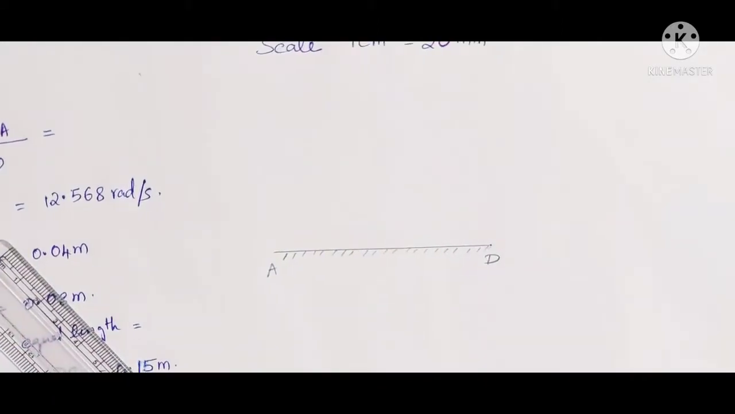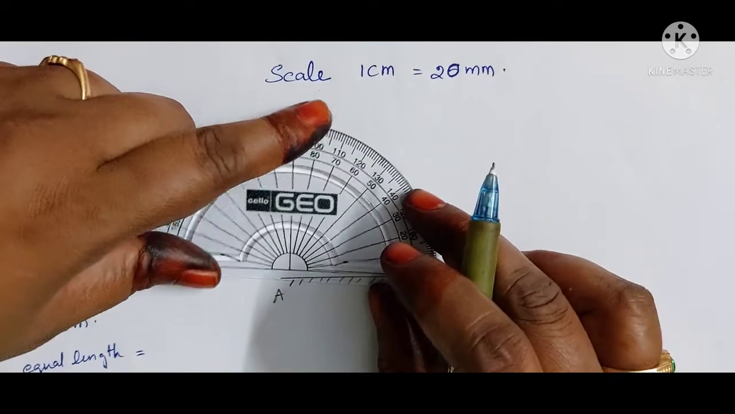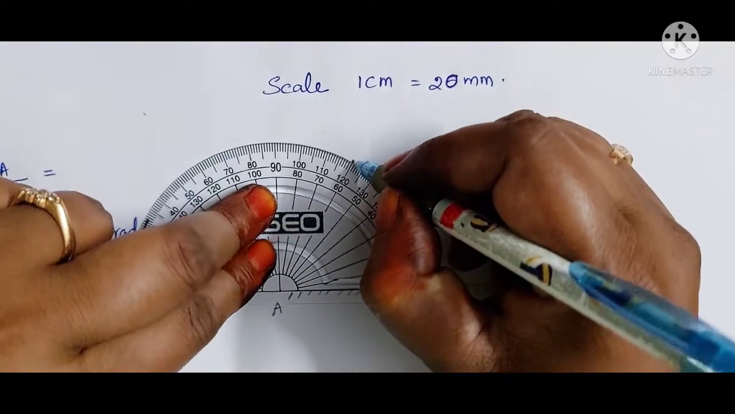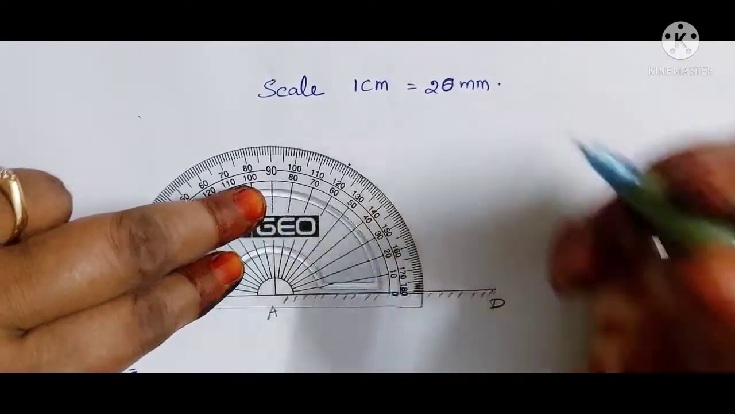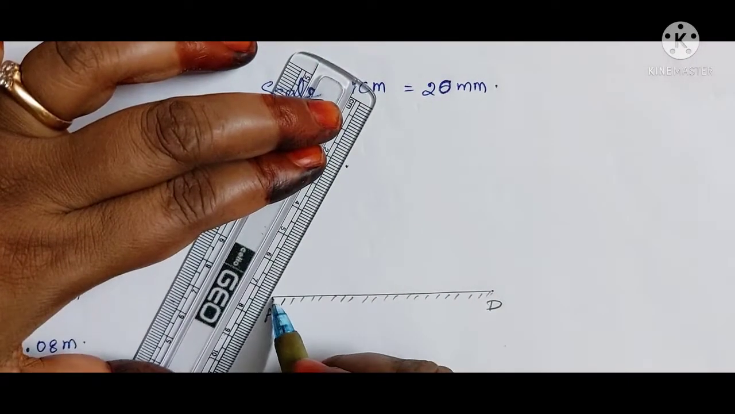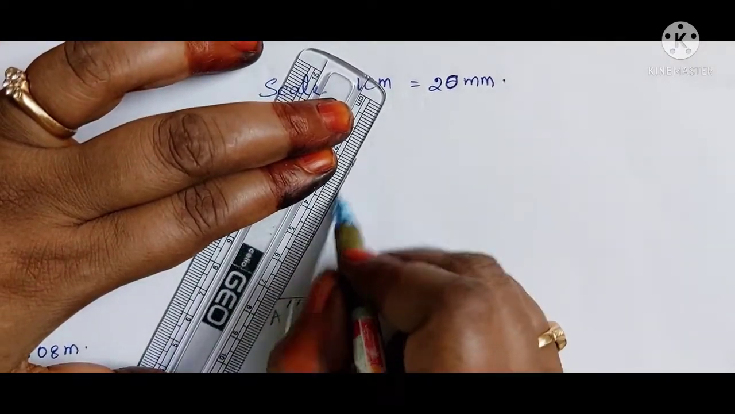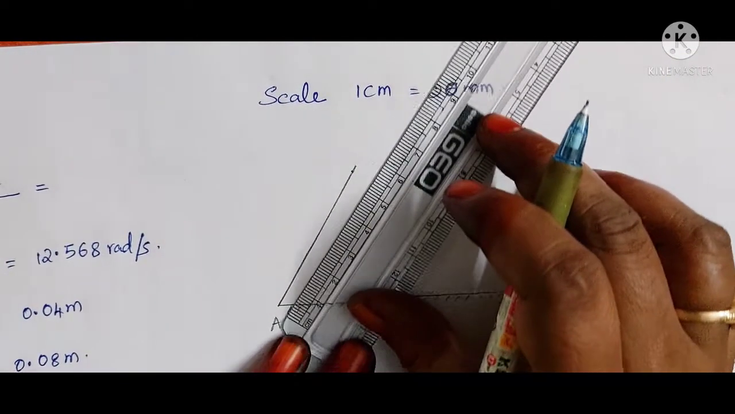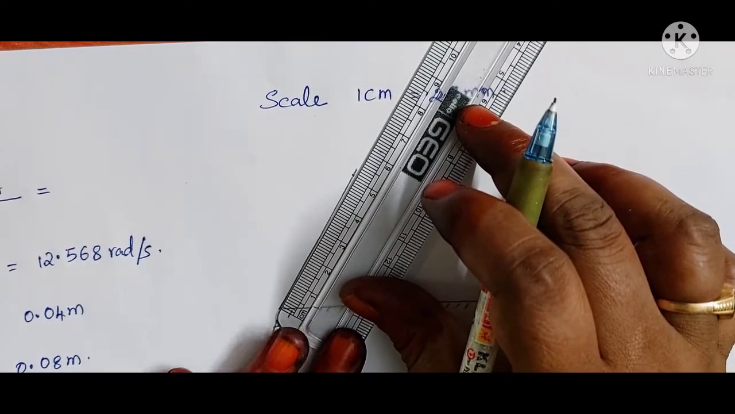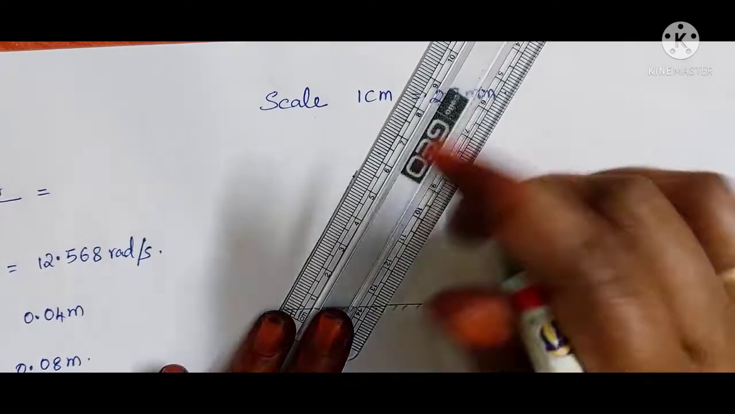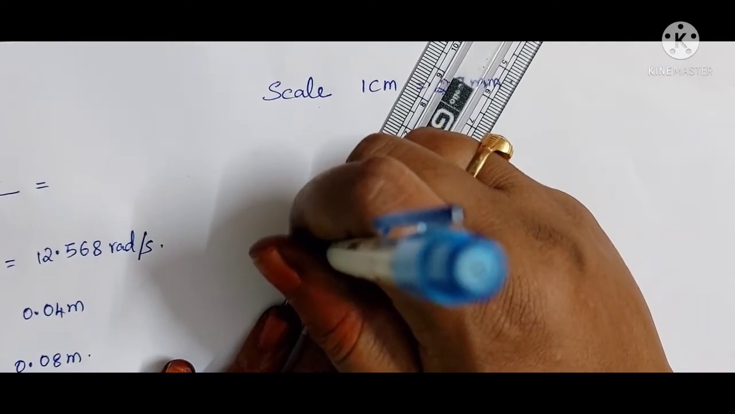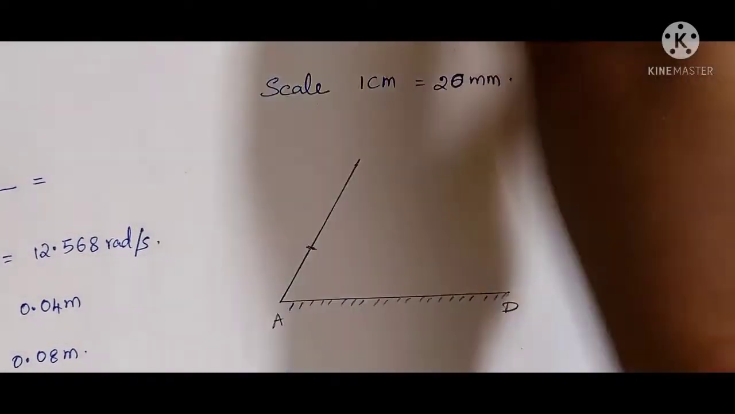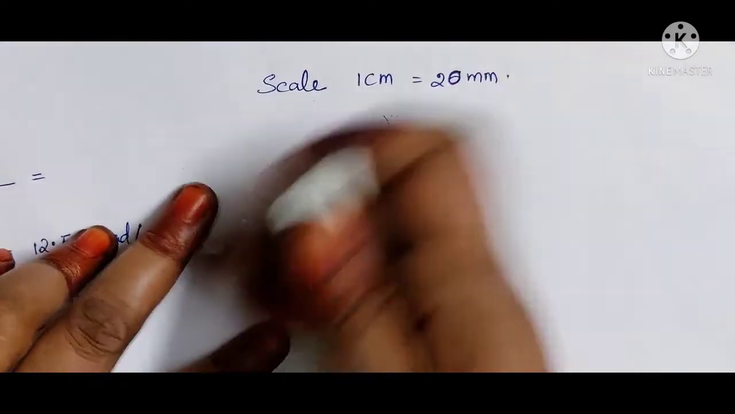Then take a 60 degree angle because BAD is 60 degrees. Mark this 60 degree. Now draw this line, and AB carries 40 mm. So 40 by 20 gives 2 centimeters or 20 mm. This is the point you have to mark. Then erase the excess lines.